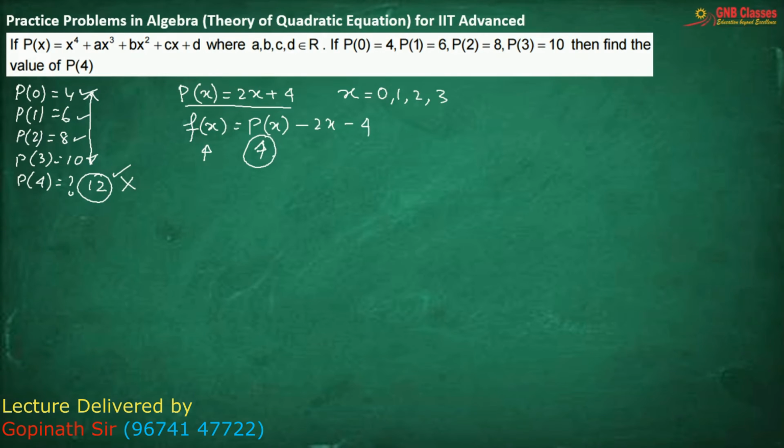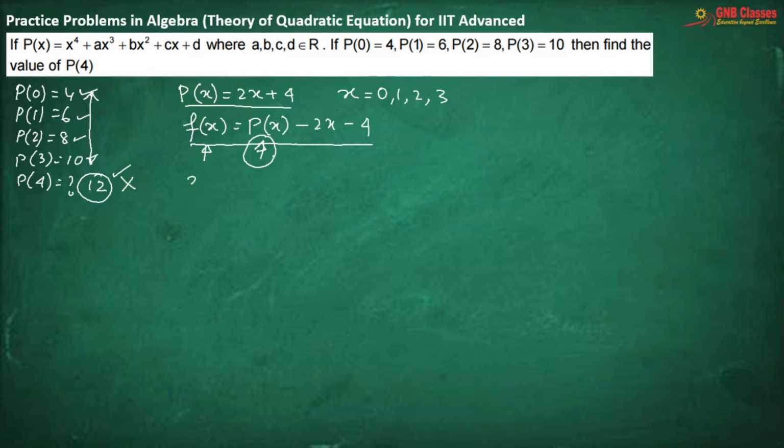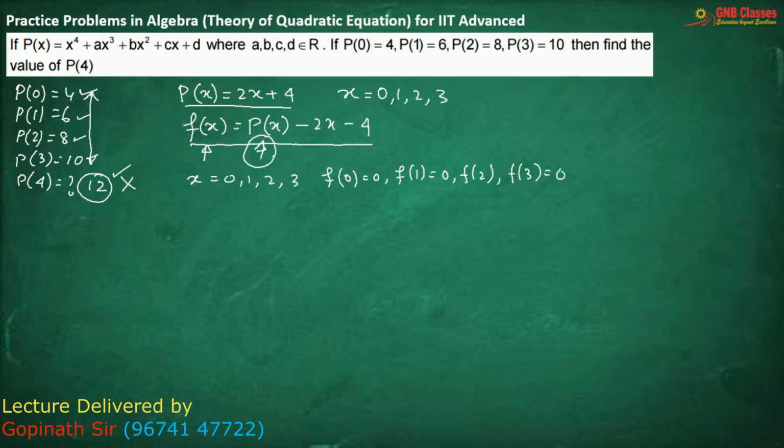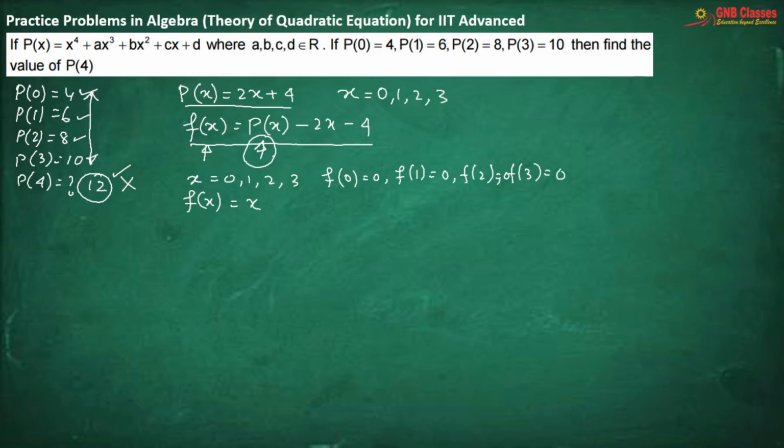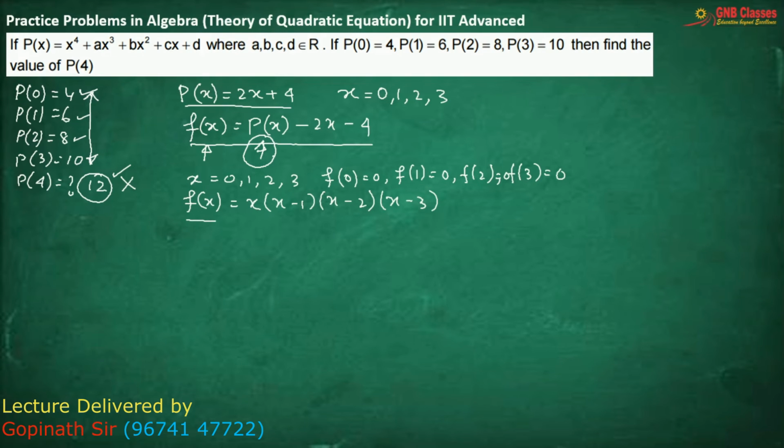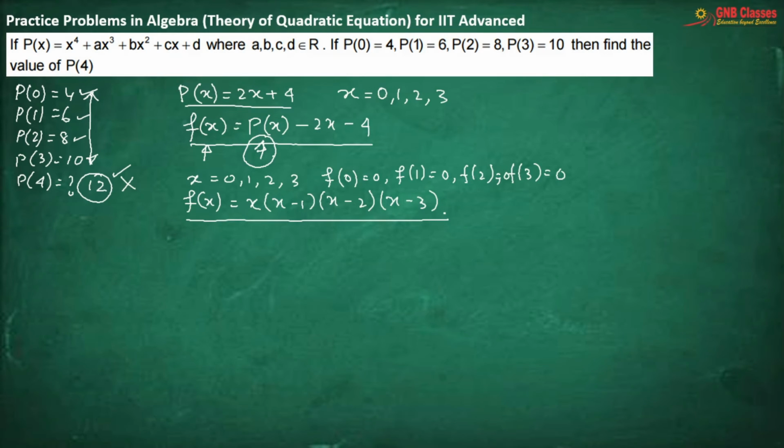Now if I put in this function x equals to 0, 1, 2 and 3, every time you are getting the value f(0) as 0, f(1) as 0, f(2) as 0 and f(3) as 0. Yes or no? Therefore we can say that f(x) equals x into (x minus 1) into (x minus 2) into (x minus 3). Is it clear? Now if f(x) is this function, then it satisfies all the conditions that are given here.